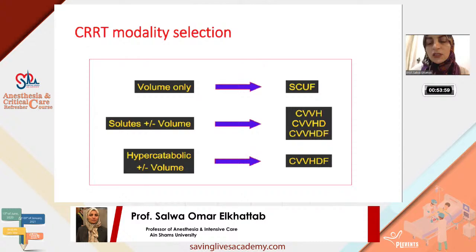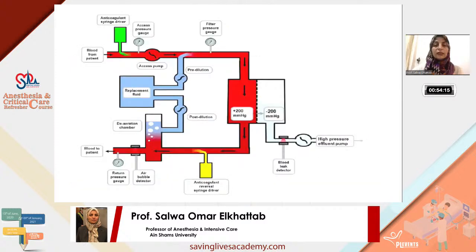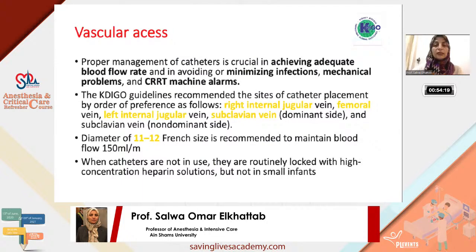Access is needed: a catheter and a hemodialysis machine. This is a designated machine. You have to have within this machine the membrane dialyzer and the connections, of course. You have to have a substitution or replacement fluid, and you might need anticoagulation. A diagram again to show our vascular access is very important, and it is one of the cornerstones for the success of your continuous renal replacement therapy in your critically ill patient.